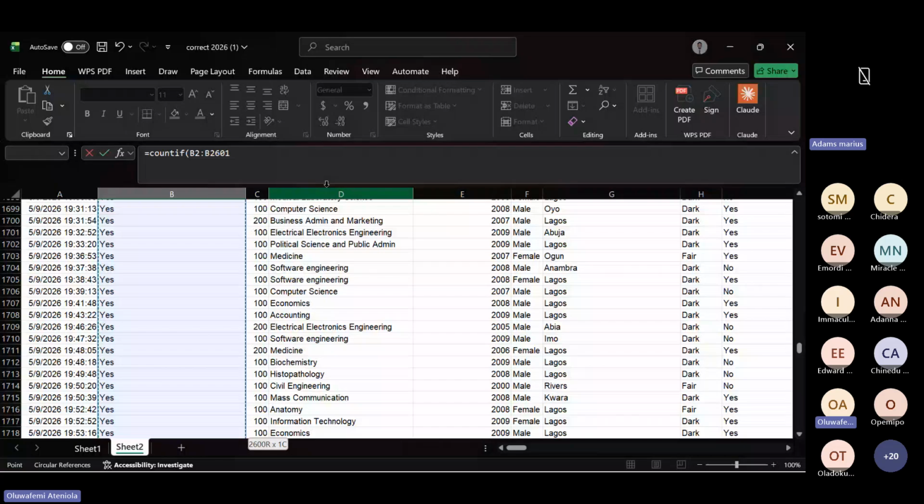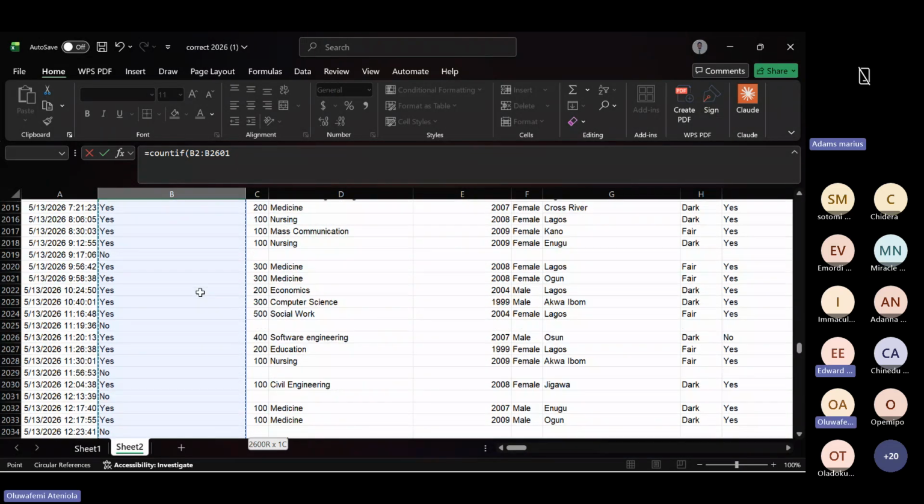Yeah. So your cell name is a combination of your column letter and the row number. If you take a look at the range I've specified at the top here, it starts from B2 and ends at B2601. So this is how you specify a range. A colon between two cells is just specifying a range. Are we getting this, please?